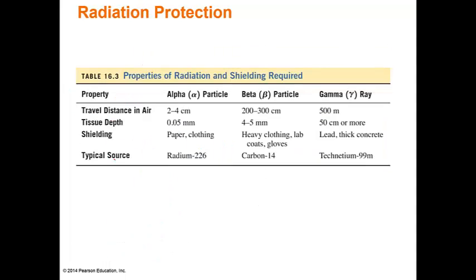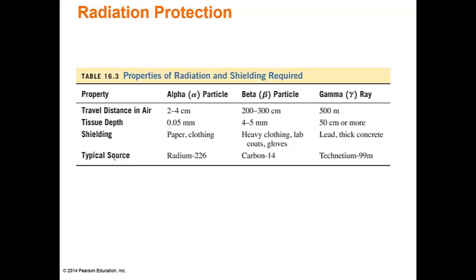So look at alpha particles as far as travel distance in the air, okay? I'm shooting you with my alpha gun. How close do you have to be for me to even hit you, let alone do any damage? 2 to 4 centimeters is my range, okay? So that is a little less than an inch to a little over an inch and a half. How much is it going to penetrate into your tissue? 0.05 millimeters, nothing. Shielding, we know what shielding is. Typical source, radium-226.